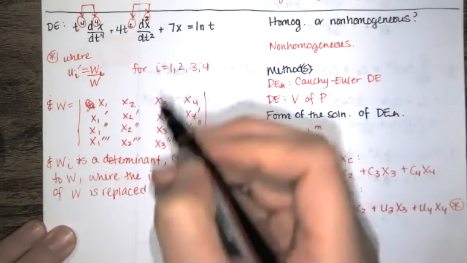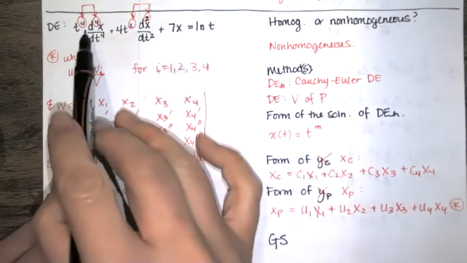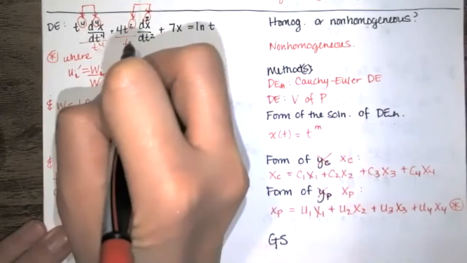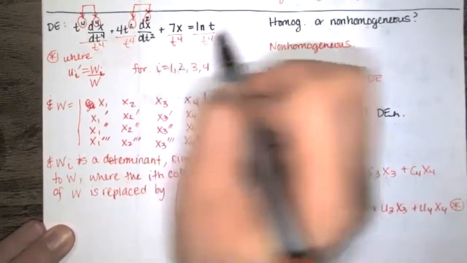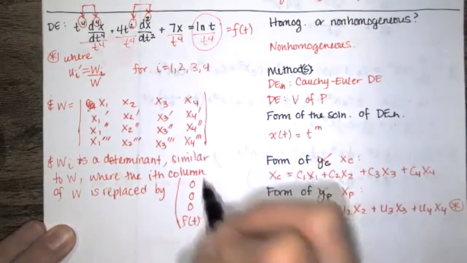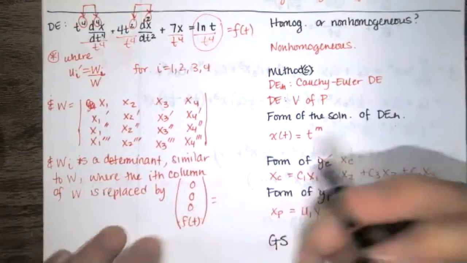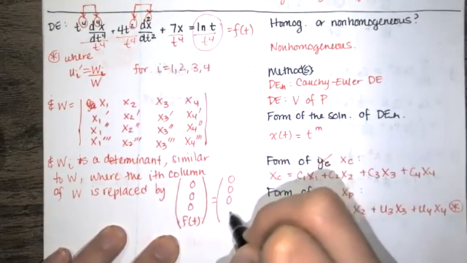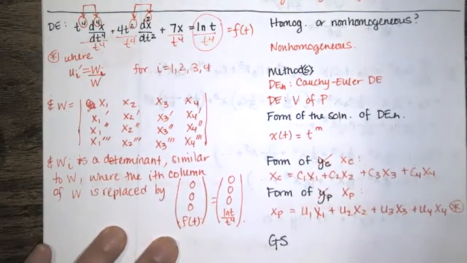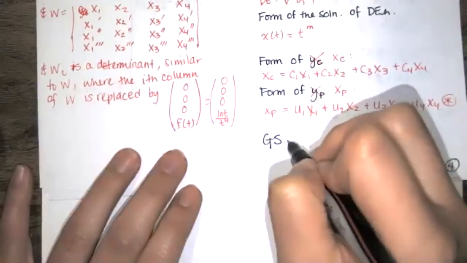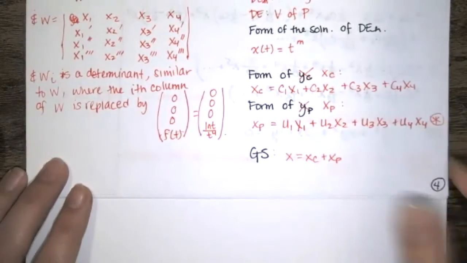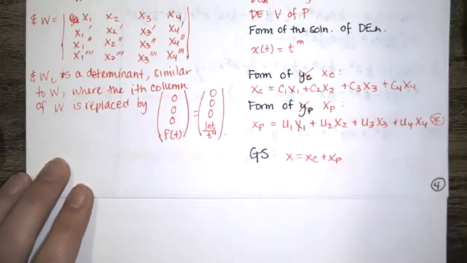And then f of t, and f of t is what we get when we take this differential equation and we force the leading coefficient to be 1. So we want to divide everything by t to the 4th here. The right-hand side there is our f of t. So in this case, the ith column is going to be replaced by that. And that's natural log of t over t to the 4th. Okay. The form of the general solution is then x equals x sub c plus x sub p. We just take those that we just found and we add them together, and that's the general solution.